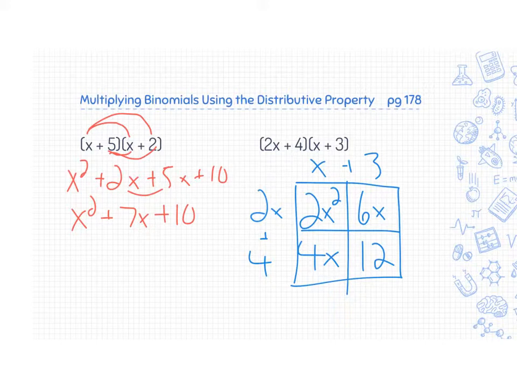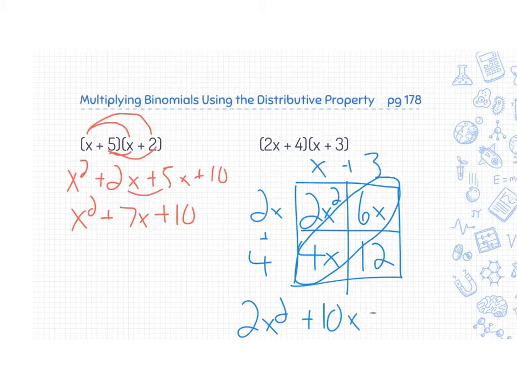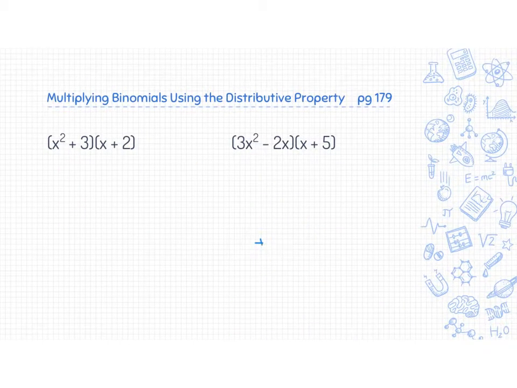Go ahead and add. Top left, I have 2x squared. My diagonals are where you're going to have your like terms. Now, it's not always true, which you'll see on the next slide, but if you are going to have like terms, they're going to be on your diagonal there. So 4 plus 6 is 10x, and then my constant of 12. Plus.